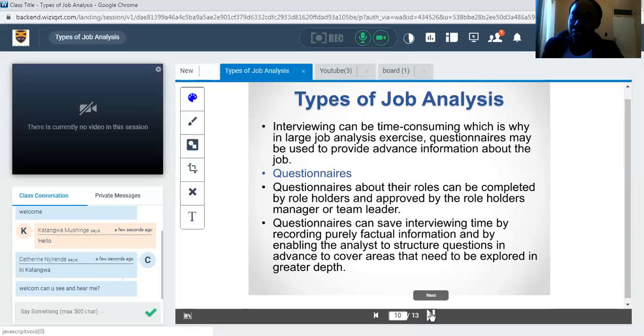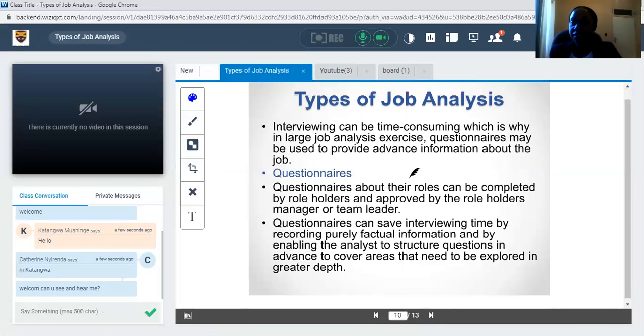For example, in this aspect where it says interviewing as a method of job analysis can be time consuming, to make it less time consuming, the interviewer can actually provide questionnaires in advance before meeting the particular job holder that is supposed to provide the information that is needed. The next method is that of questionnaires.